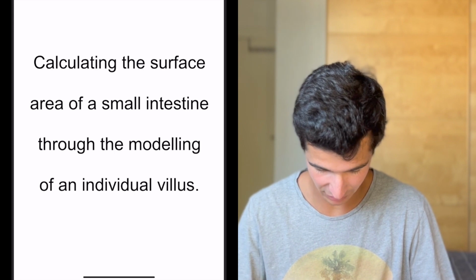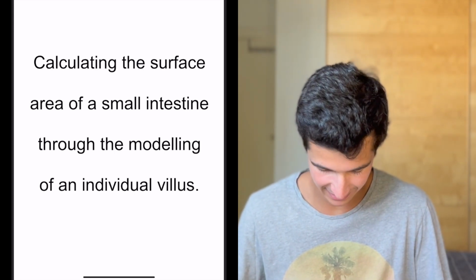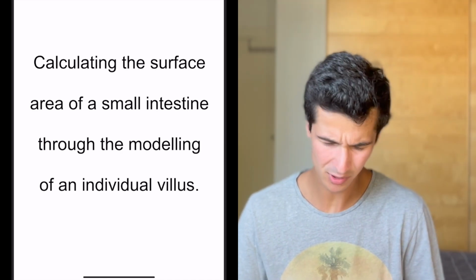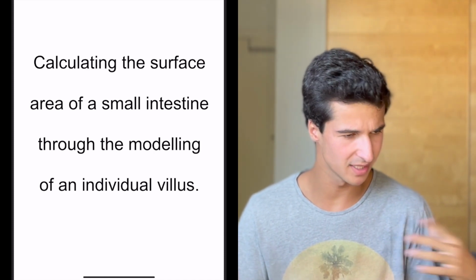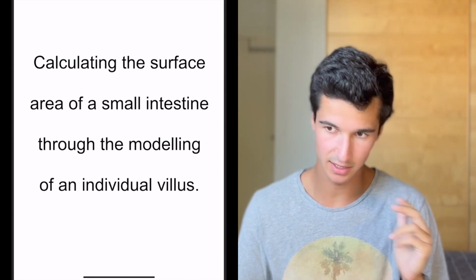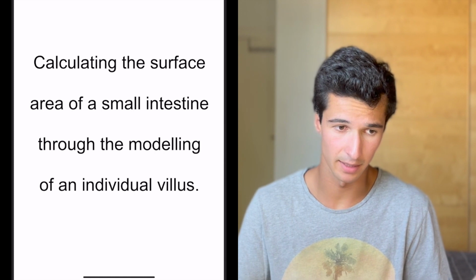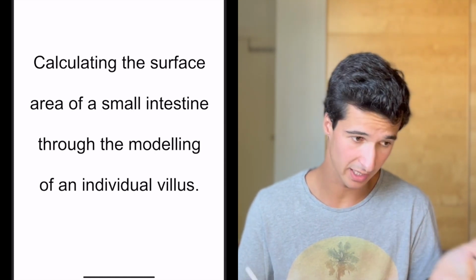This is the title page. It's quite simple. Calculating the surface area of a small intestine through the modeling of an individual villus. I remember lots of people did some sort of linear regression stuff, and other people did some wacky things, sort of like me. I wanted to take more of the scientist roots, associate what I was learning in biology with what I wanted to study in maths. So this is what I landed on. It was a completely random idea. I have no idea how I came up with it.